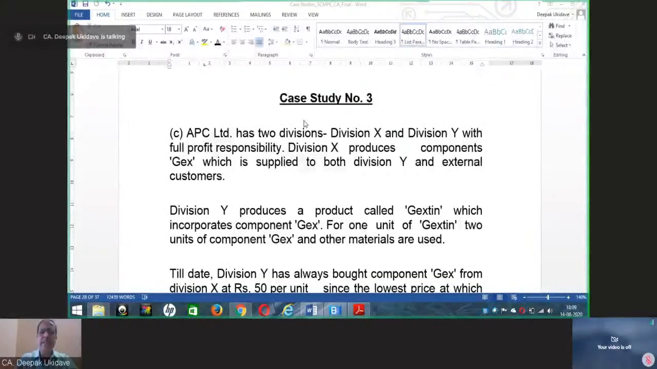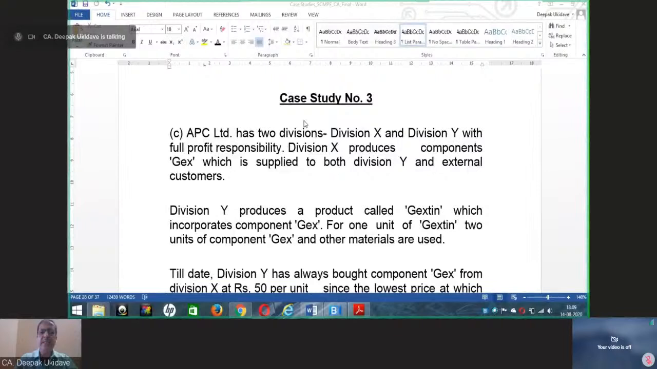However, it does not incur selling and distribution cost when transferring internally. Obviously, we all understand whenever the selling division transfers anything internally, it doesn't have to incur selling and distribution cost. Probably that is the reason why it is able to sell at 50 rupees, because it doesn't charge any selling and distribution cost to the internal customer.